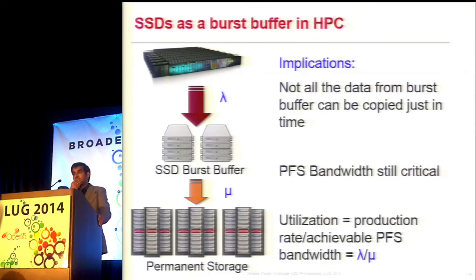Second thing is, PFS bandwidth is still critical, and I will explain in a little bit more detail why. Let me define a new metric, utilization, which is the production rate divided by the achievable PFS bandwidth. So you may have 10 terabytes of achievable PFS bandwidth, but let's say you are only getting 100 gigabytes. And your production rate is maybe a couple of gigabytes. So that is how I define utilization. Again, lambda is not the same as the SSD bandwidth.